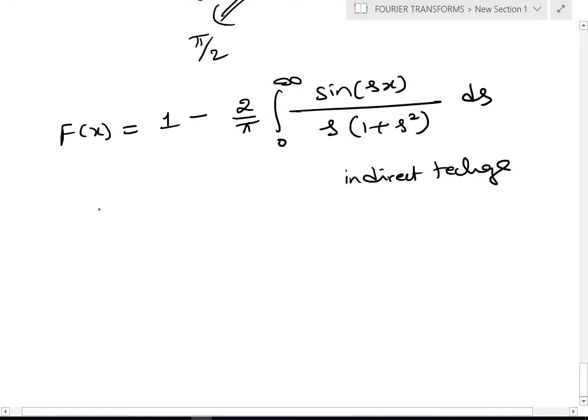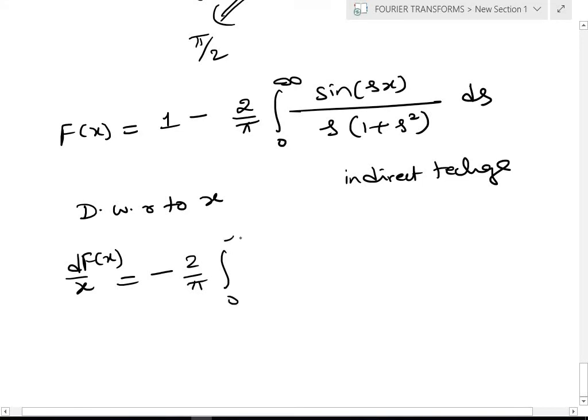So what do you do now? You differentiate this with respect to x. As it is a function of x, d by dx of f of x. The differentiation of 1 is 0. Then it is minus 2 by pi, 0 to infinity, with respect to x, only in the numerator it is there, cos of sx divided by s into 1 plus s square into ds.